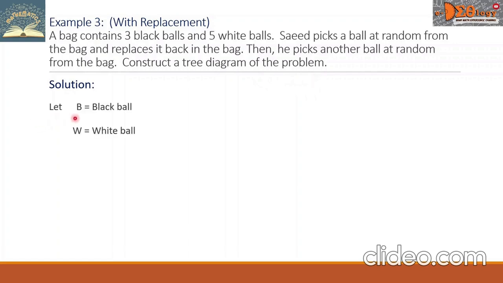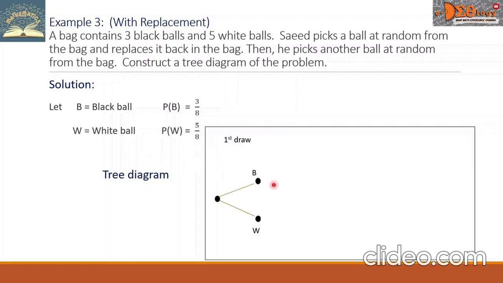We let B be black ball and W be white ball. Then we write the probability of getting a black ball. We have here 3, because there are 3 black balls, all over 8, the total balls in the bag. What about P of W? This is equal to 5 over 8. Now we write the tree diagram.